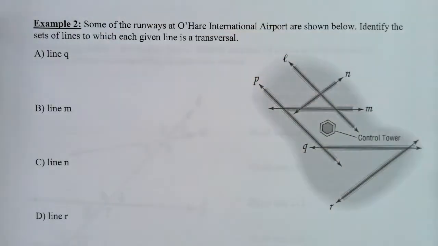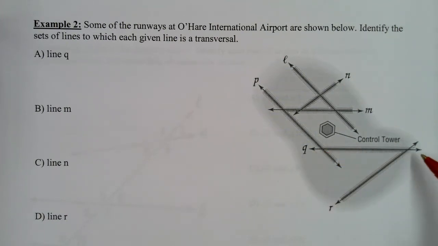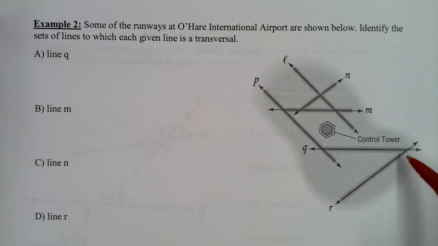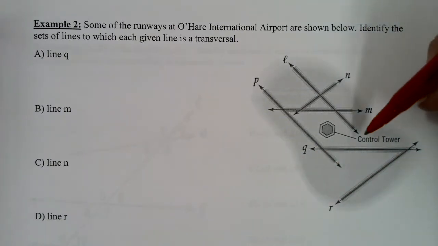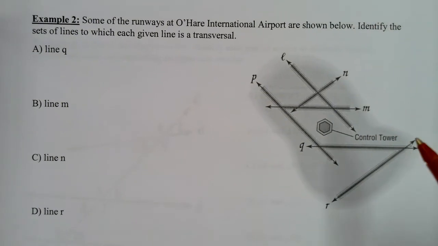So we're starting with line Q. Okay, and so you're going to see, what is line Q a transversal to? Okay, so again, this is line Q right here. What lines is line Q a transversal to? Okay. Now keep in mind, all these lines extend indefinitely in each direction. So you're looking for what lines does line Q intersect?